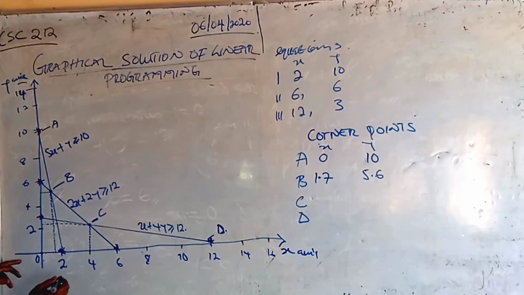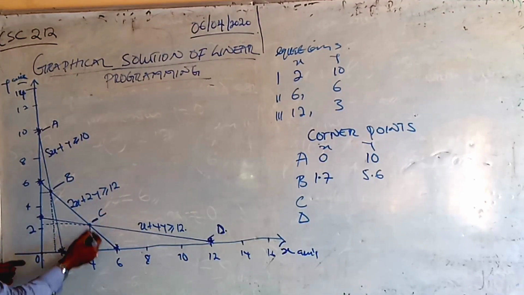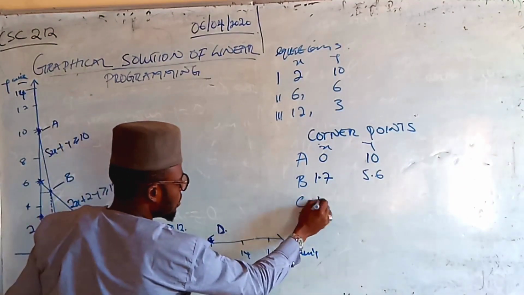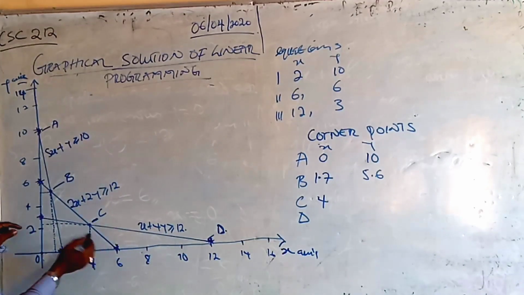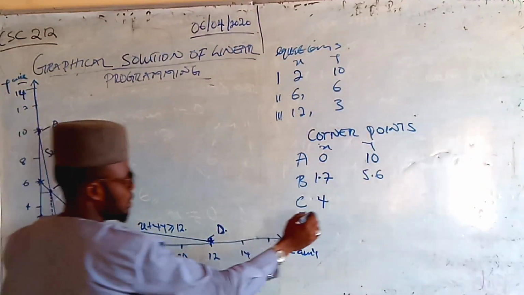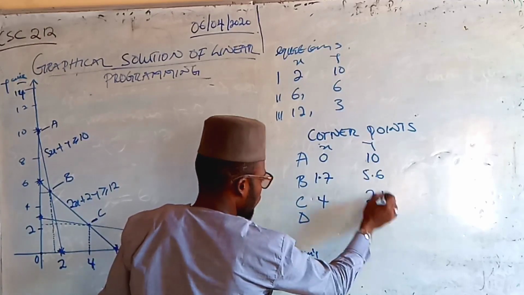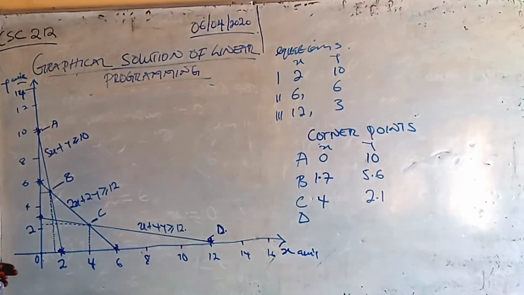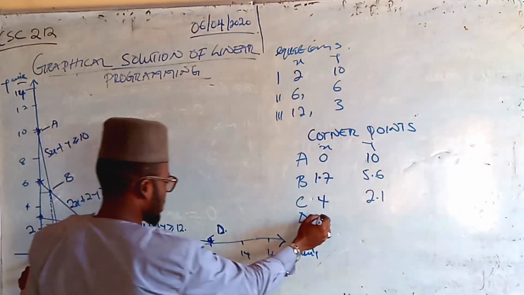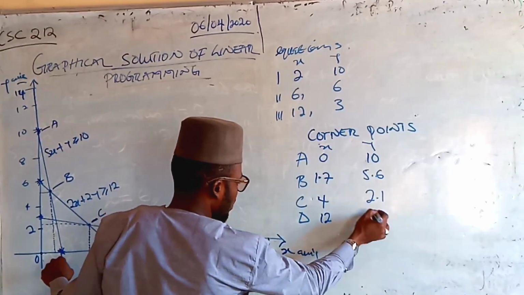Then for the corner point C, we are going to do the same thing. The value of x in corner point C is 4. So x is equal to 4. Then y is, let's say, 2 or 1. Let's assume to take it as 2.1. Then y is 2.1. Then for the last one, y is equal to 0 and x is equal to 12. So x is 12 and y is equal to 0.